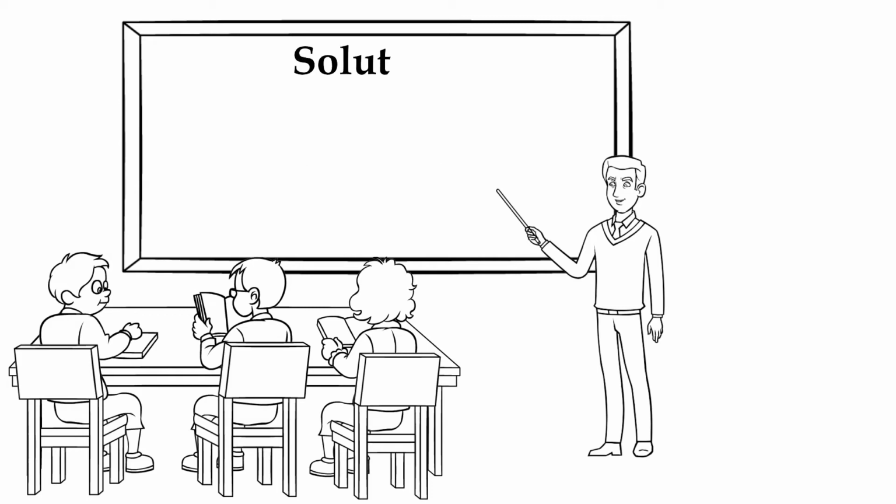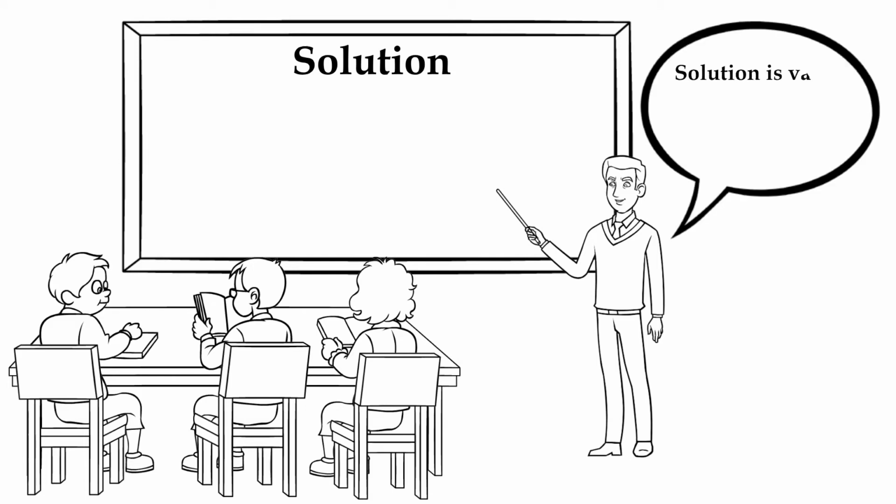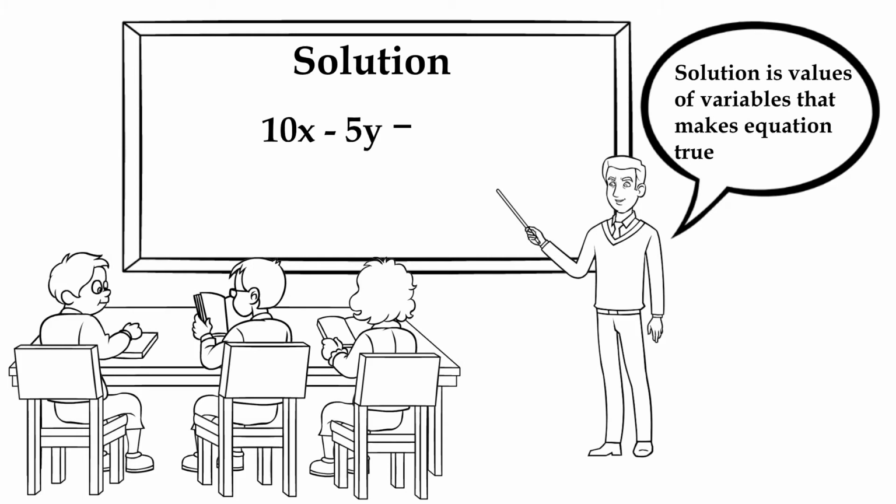The solution is the values assigned to unknown elements that make the equation true. For example, in the equation 10x minus 5y equals x plus y, for the values x equals 6 and y equals 9, the equation is true. For other values, the equation becomes false. So, x equals 6 and y equals 9 is the solution for that equation.